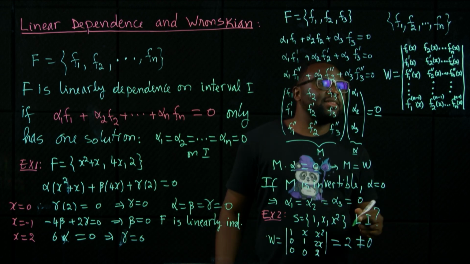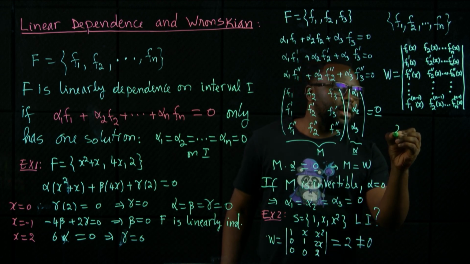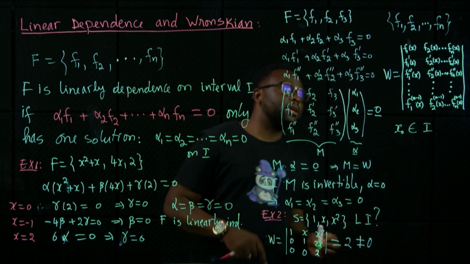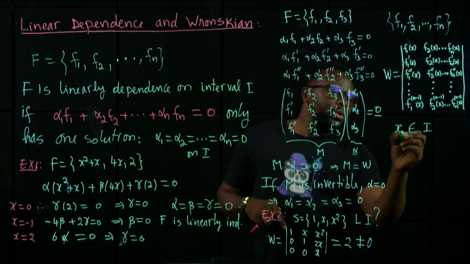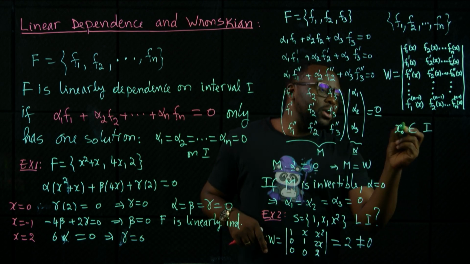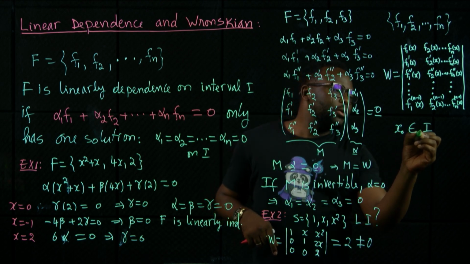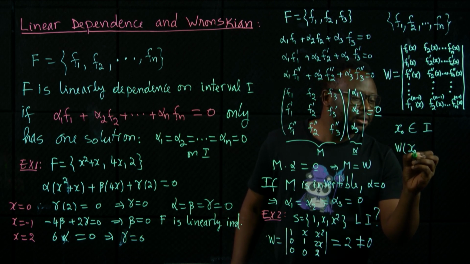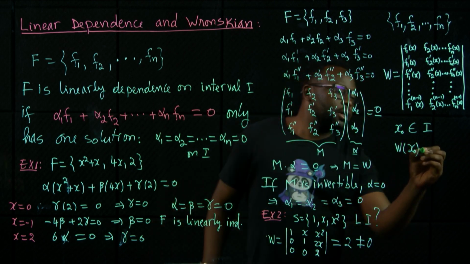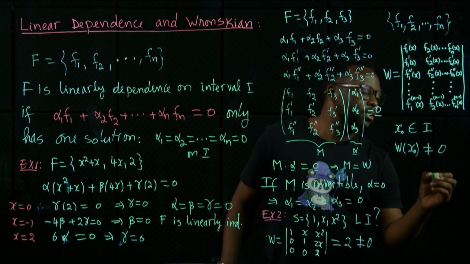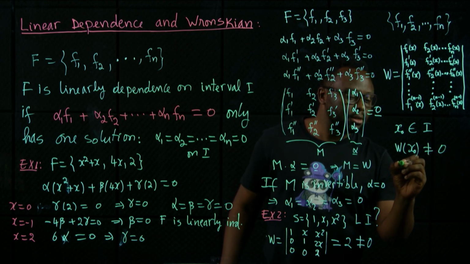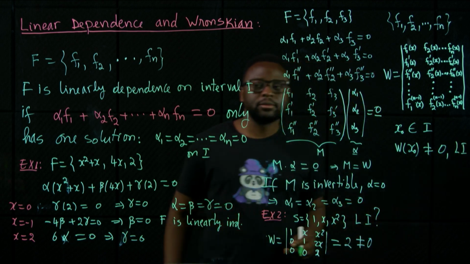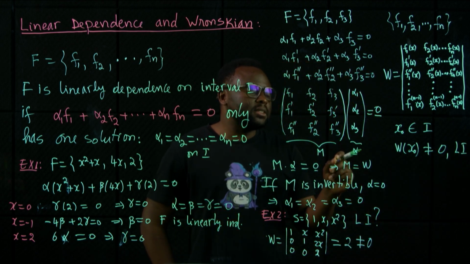Now, if there exists a certain x0 in the interval, so if we can find an x0 value in the interval such that the Wronskian at that value is different from 0, then we conclude that the system is linearly independent. Okay? Take note of this.